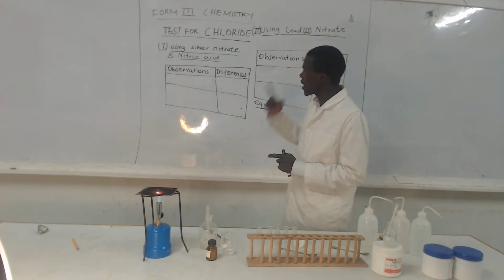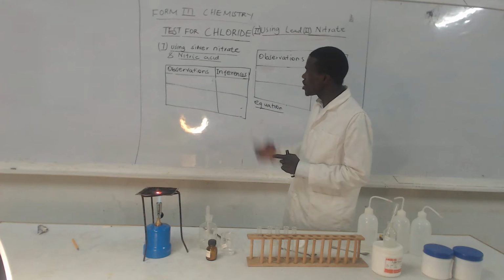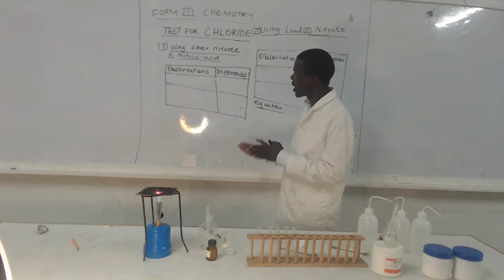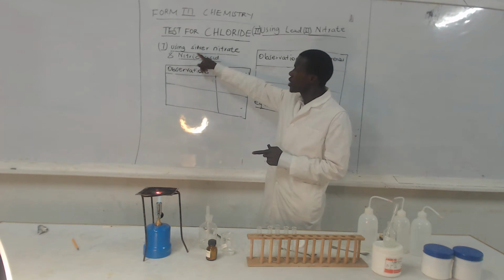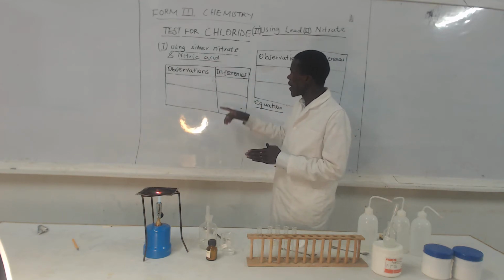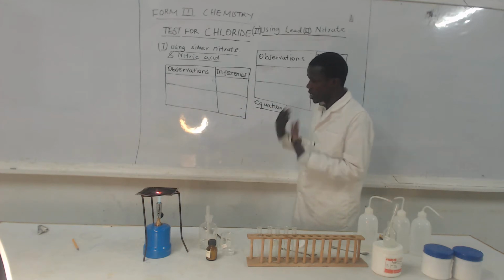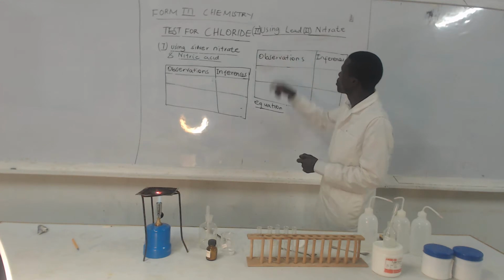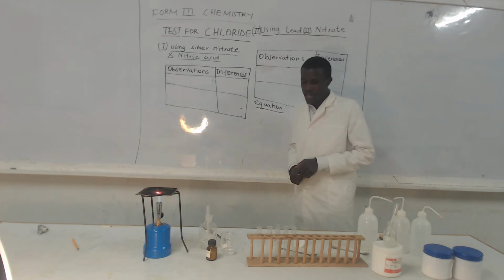The first experimental procedure that you can employ to confirm or to test for chloride is by using silver nitrate and nitric acid, and procedure number 2 that you can employ as an alternative procedure is using lead 2 nitrate.